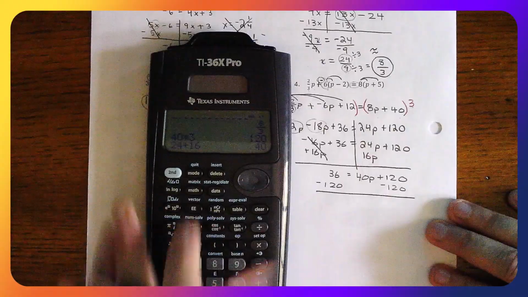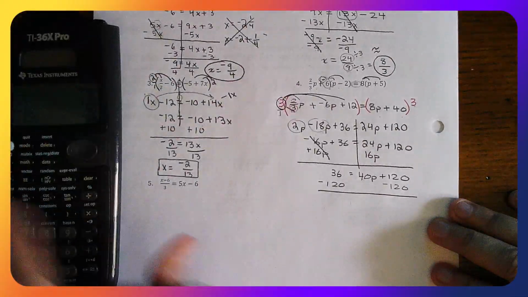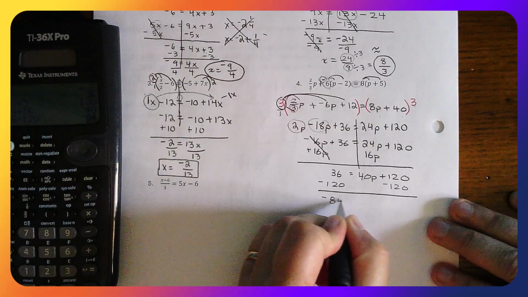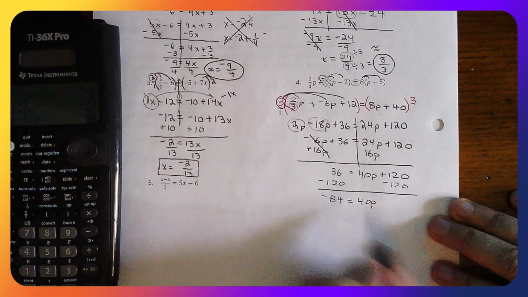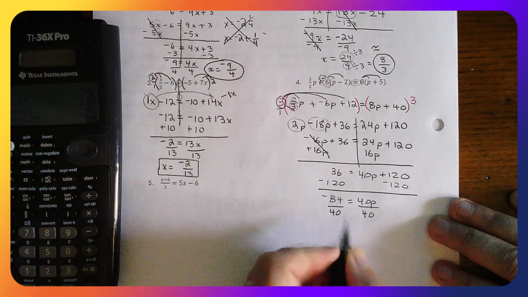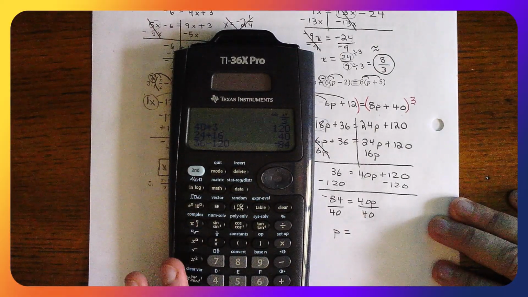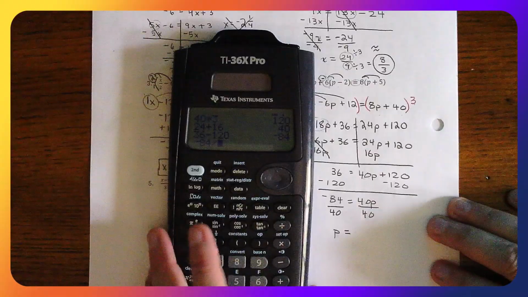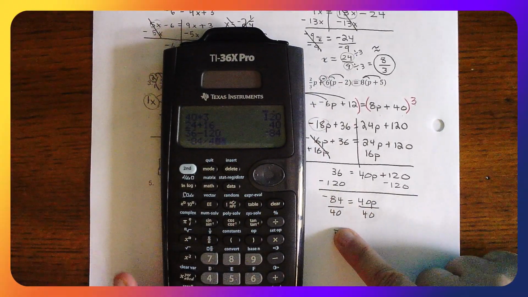Here's your calculator. 36 minus 120 is negative 84. Negative 84 equals 40p. There's a new equivalent equation. We're going to divide both sides by 40. Going to reduce that. So I'm going to put that in the calculator. It'll reduce for me. Negative 84 divided by, that's a division symbol, 40.